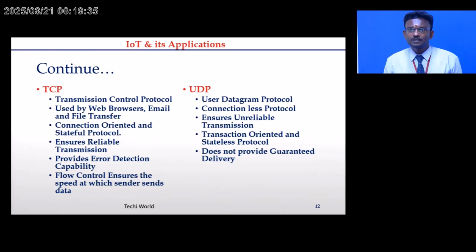And UDP is called User Datagram Protocol. It is a connectionless protocol because it is an unreliable protocol. In this protocol there can be data losses. So it is also called a stateless protocol because it doesn't record any requests and responses. It doesn't provide any guarantee of delivering the messages without loss.